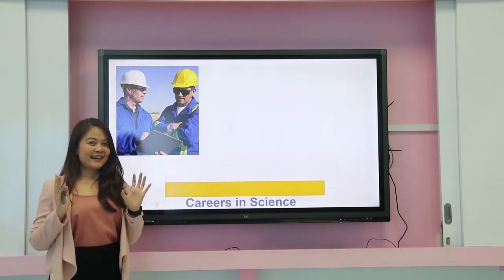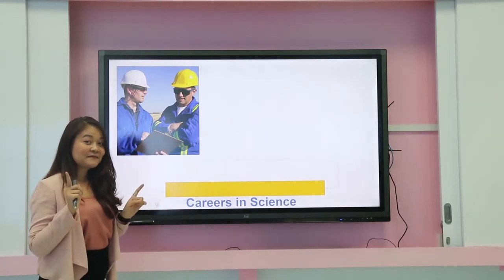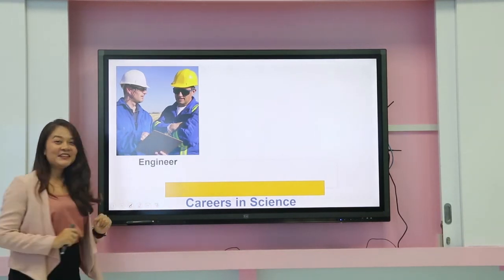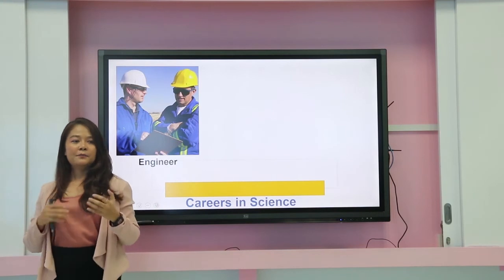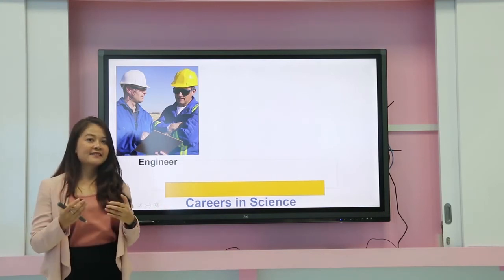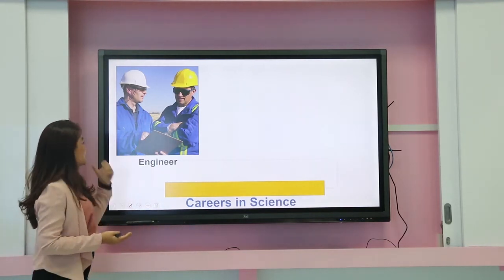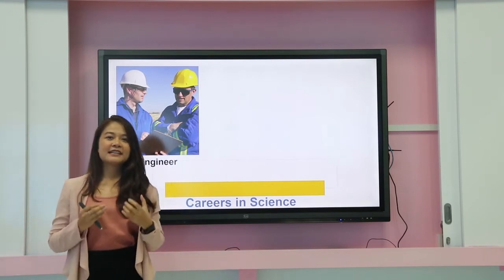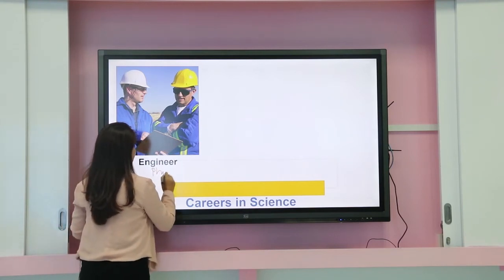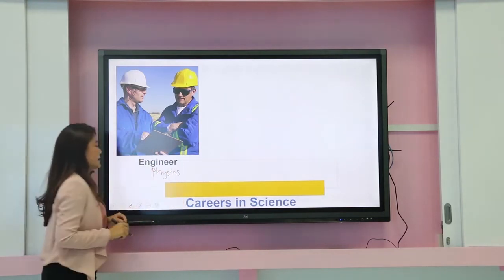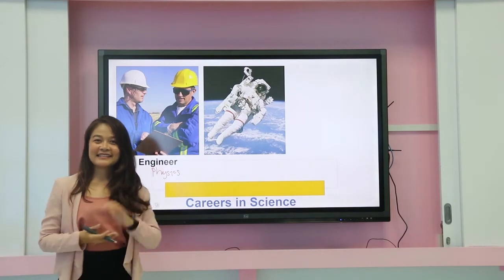I'm pretty sure many guys would like to be in this kind of area. Do you know what is that? It's exactly engineer. Engineer is the person who builds or maintains the engines, the buildings, the roads, and the bridges. Okay? If you would like to be an engineer, which field of science must you study? Do you know? You have to study physics. Okay, physics.